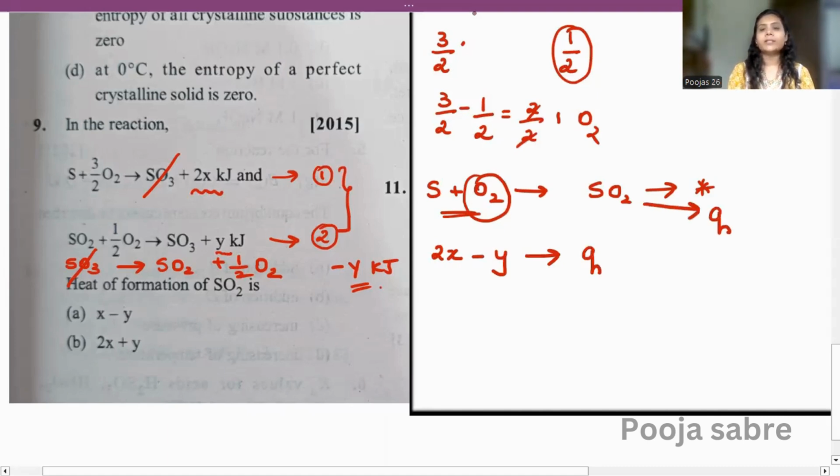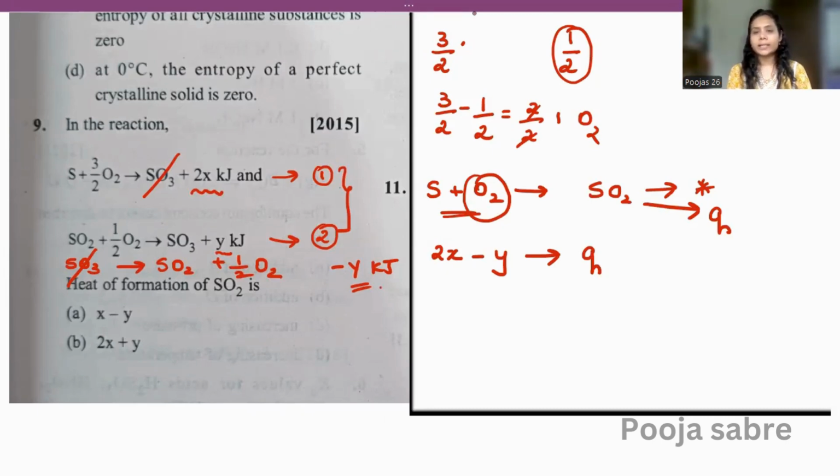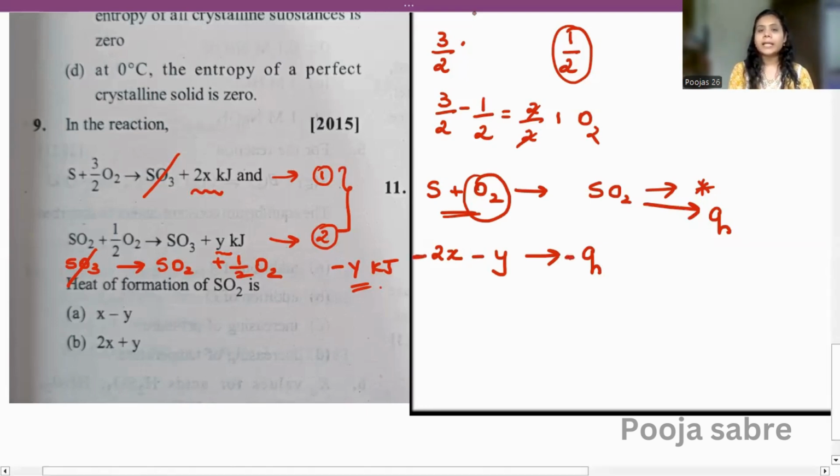So 2x minus y is equal to q. Now we are going to look into a few more reactions. Now, heat of formation of SO2, they are saying. Always remember, heat of formation, it is what? It is negative. So if it is negative, then I need to put a minus here, a minus over here, and this thing will become plus. Clear?